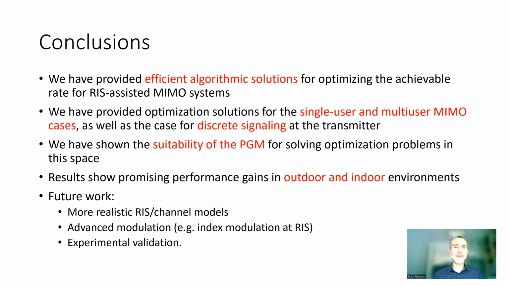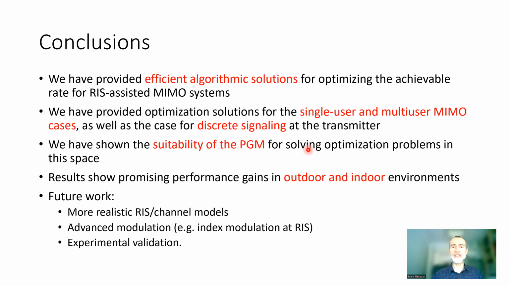Okay. So just a few conclusions on this talk. We've provided some efficient algorithmic solutions for optimizing the achievable rate for RAS-aided MIMO systems. We provide optimization solutions for the single-user MIMO case, we've extended to the multi-user MIMO case, and we also consider the case of discrete signaling at the transmitter. In particular, we've highlighted the applicability of the projected gradient method approach for solving optimization problems in this space.